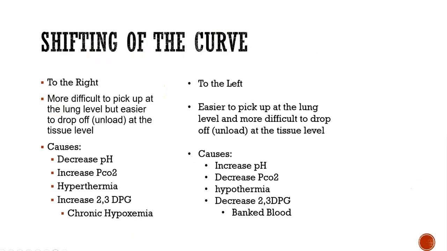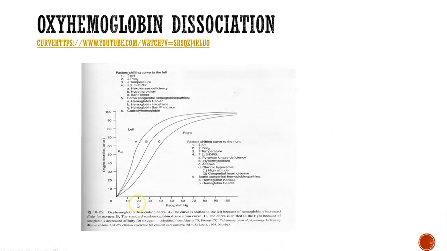Okay. So like I said a minute ago, shifts to the right, these are your big causes right here. Decrease in pH, increased PCO2, hyperthermia, and then the chronic hypoxemia. Okay, so let me go back to that. Okay, shifts to the right. Right here, shifts to the left, right here.